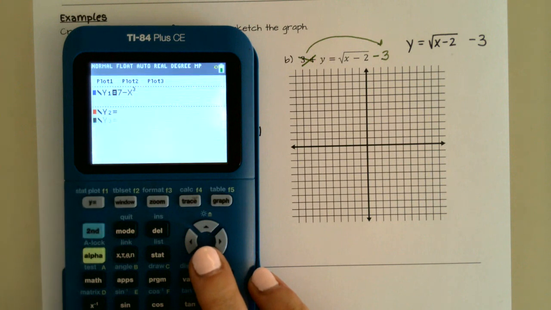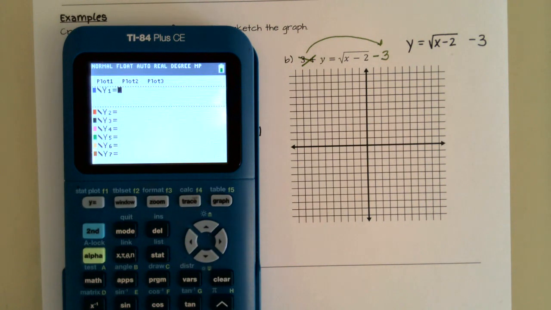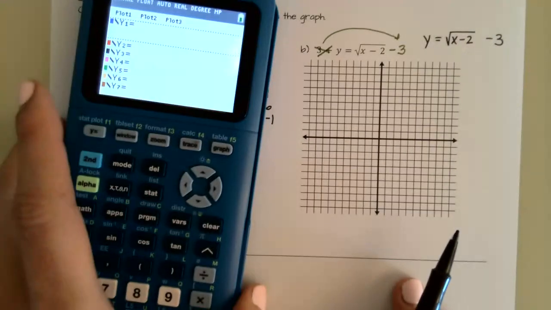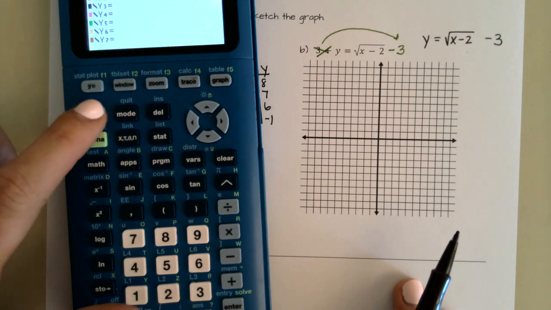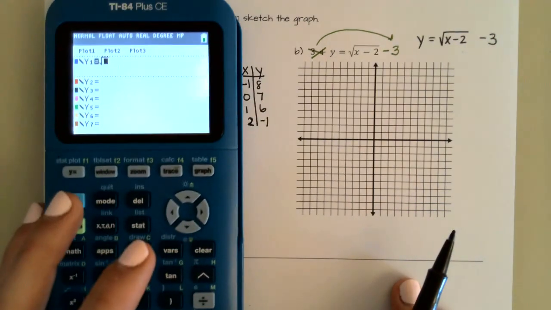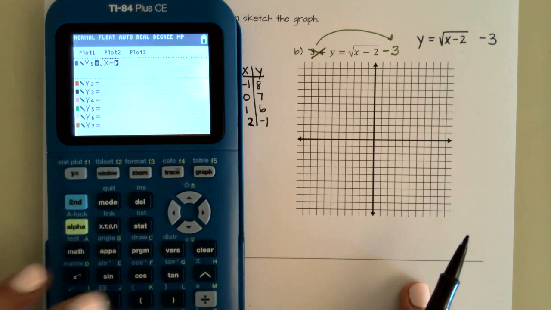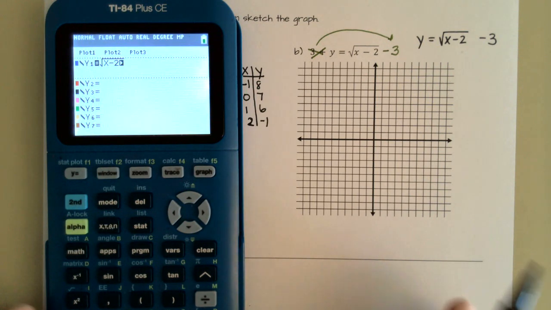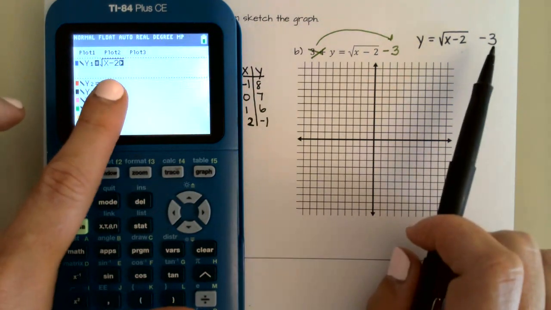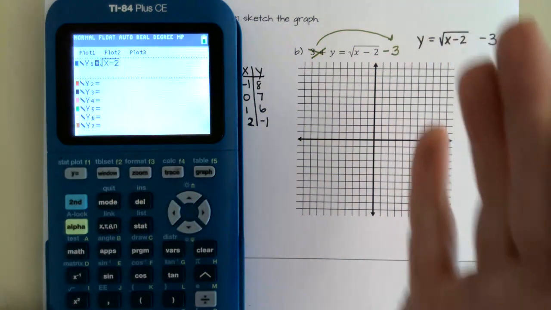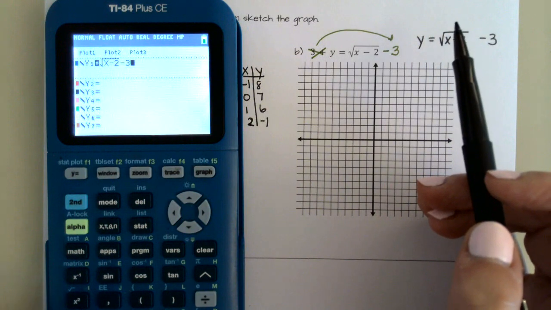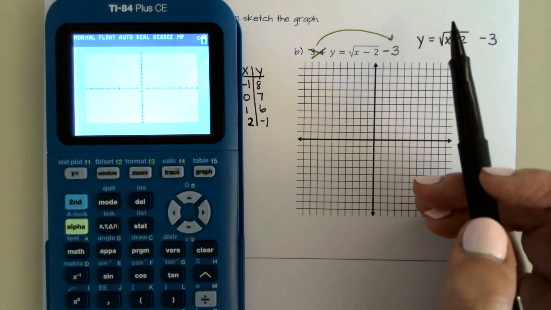So y equals, clear out what I have. I need the square root sign. The square root sign is above the x squared and it's blue. So second, square root, x minus 2. Now, I can't have this -3 under the square root sign, so I arrow out, that stops the square root sign, and then -3, and I graph it.